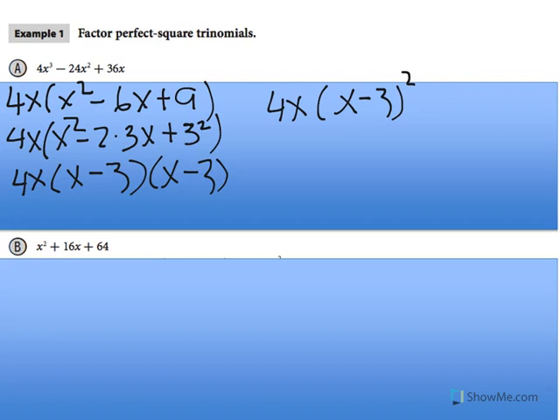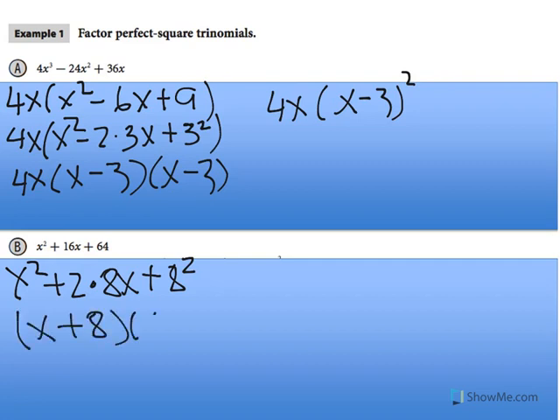Right, for part B, if you look at 64, it's an 8 squared. So we can write this as x squared plus 2 times 8x plus 8 squared. So this becomes our perfect square trinomial. So it becomes x plus 8 times x plus 8. So this is the same as the quantity x plus 8 squared.